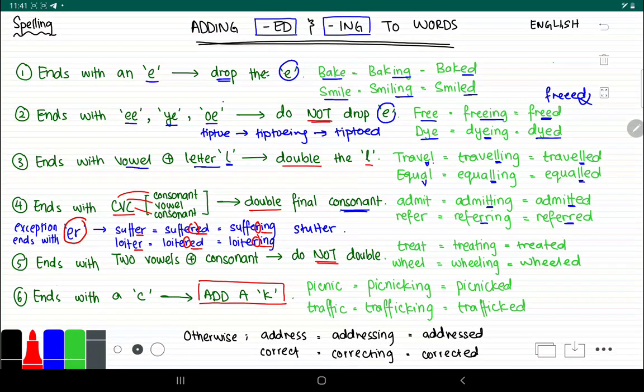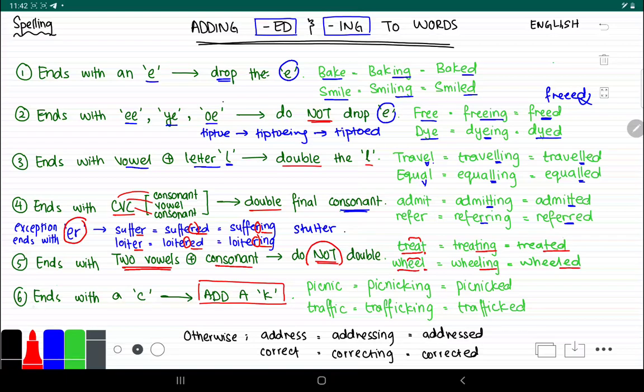What if you have a word that ends with two vowels and a consonant? For example, the word treat and wheel. We see that we have two vowels here, and then it ends with a consonant. So in this case, we do not double. It's different than when it's just a consonant, vowel, consonant. If it's vowel, vowel, consonant, we do not double the last consonant. For example, it becomes treating and treated with only one T, as well as wheeling and wheeled for the word wheel with one L. All right?